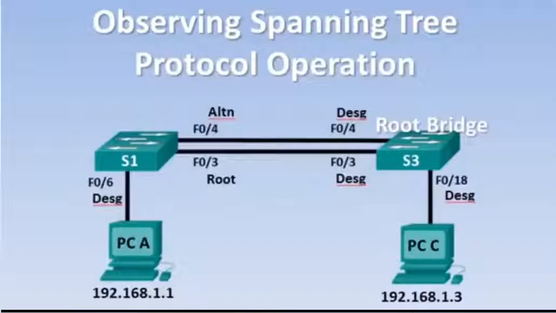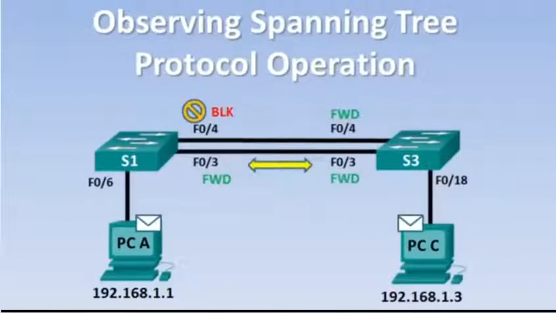If we look at our graphic, we can see the roles for both switches. On switch S1, switch port 4 is an alternate role, switch port 3 the root role, and switch port 6 the designated role. The designated role and the root role both have a forwarding status, and the alternate role has a blocking status. If we look over at switch S3, which is the root bridge, you can see that all of its switch ports have the designated role, and they're all in a forwarding status.